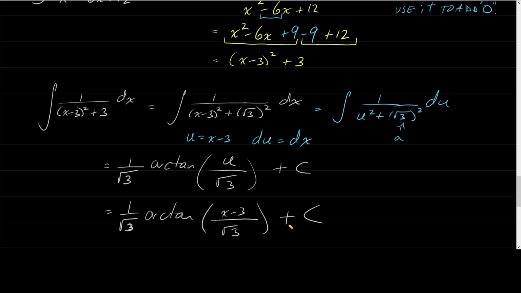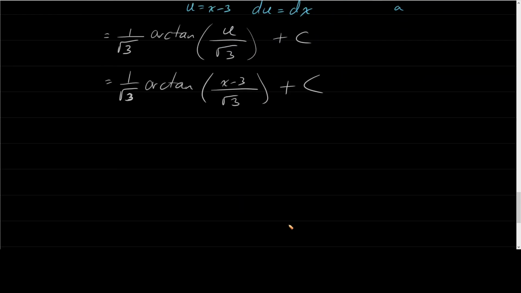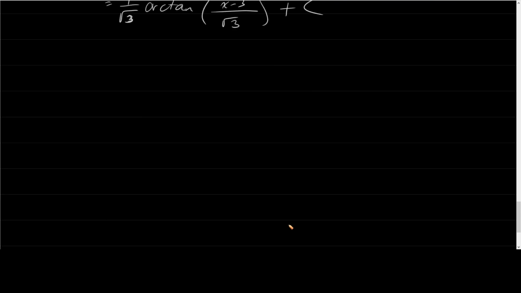Now, let's do another example. So that was E. Let's check out F. And this says the integral of x minus 2 over x squared plus 2x plus 10 dx. All right. Now, in here, it's not apparent how we should start this, right?